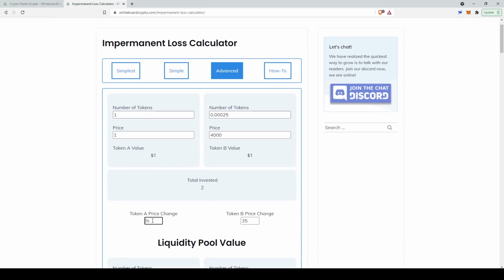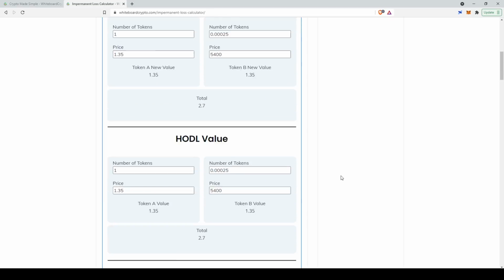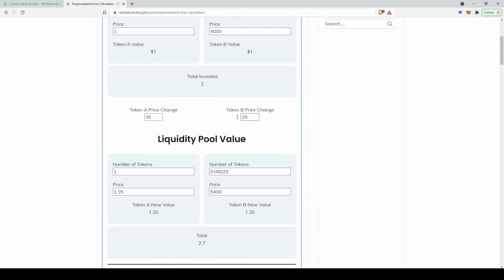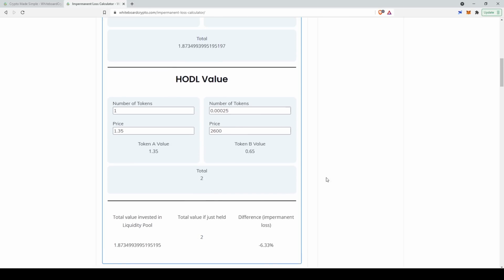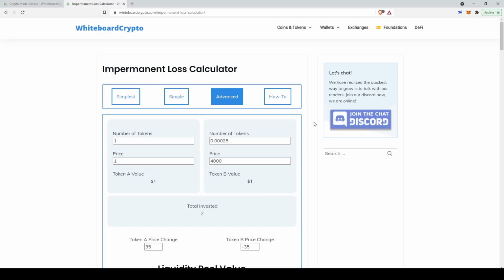Let me show you that. So if both of these are 35%, the impermanent loss is actually zero. However, if one goes up 35% and the other goes down 35%, the impermanent loss is much greater. So I just wanted to share this tool that I created with you to help you understand and get a better grasp on what impermanent loss is.